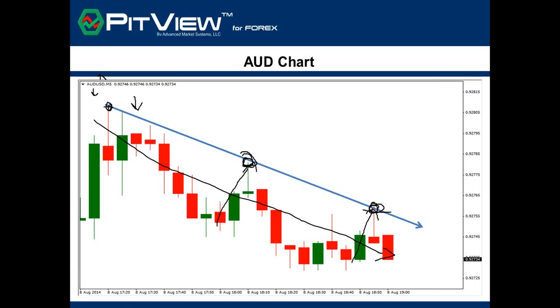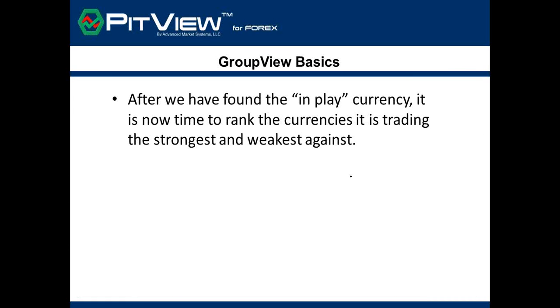Now this brings me to the second tool. Remember, Global View, essentially what it's doing is it's just telling you individual currencies from strongest to weakest. But after we've found which currencies are in play, meaning which currency is strongest and which ones are weakest throughout the different time frames, it's now time to rank the individual currencies it is trading against.